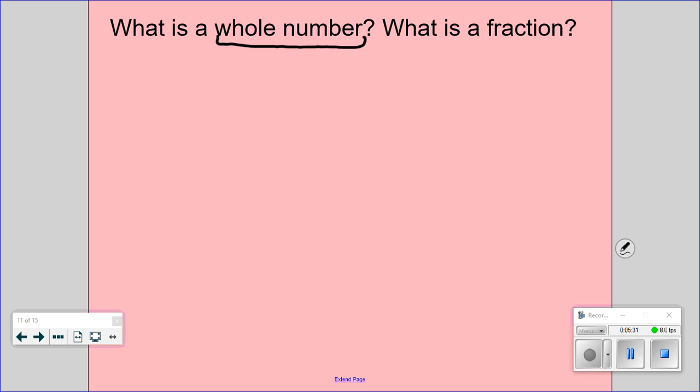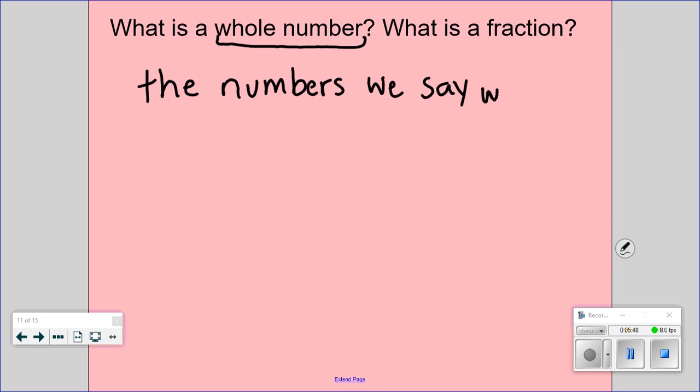A whole number is exactly what it sounds like. These are the numbers we say when we are counting.